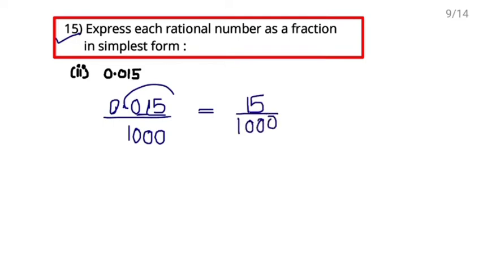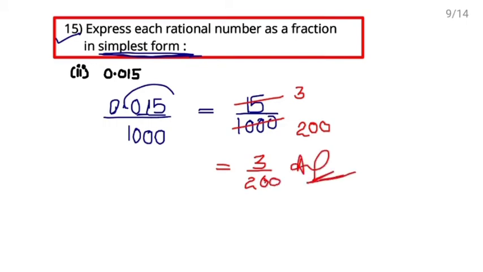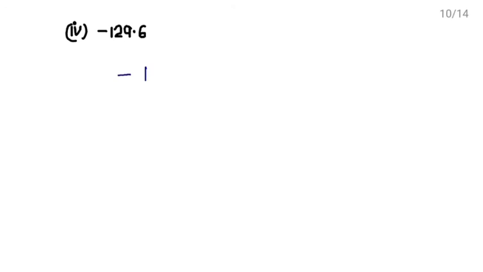This is in the form of fraction, but they said simplest form. What is simplest form? Numerator and denominator should not be divisible by any same number. If they are divisible, cut them, reduce them to the lowest term, right? This numerator and this denominator both are divisible by 5, so cut them. 5 3s are 15, 5 2s are 10, 0 0. So this is equals to 3 upon 200. This is your answer.